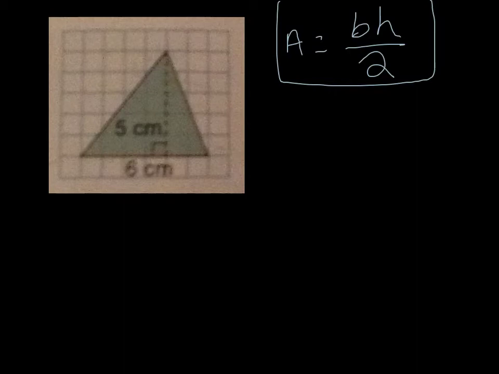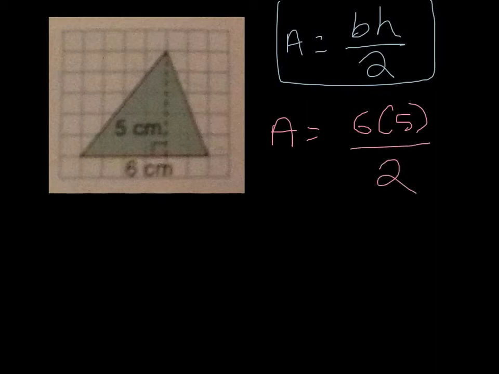So let's go ahead and do that. I don't know what the area is for my triangle. That's what I'm solving for, so I'm going to keep that as a variable. I do know my base number is 6, and I know my height is 5, and then divided by 2, that remains the same. That's not a variable, that's a constant. Now that I've plugged all my numbers in, I can just go ahead and solve. Area equals 6 multiplied by 5 is 30, divided by 2.